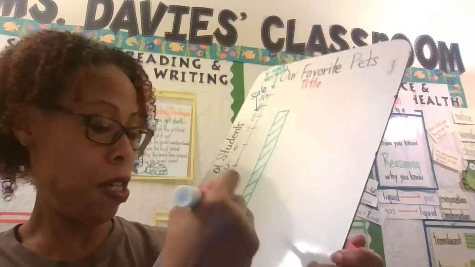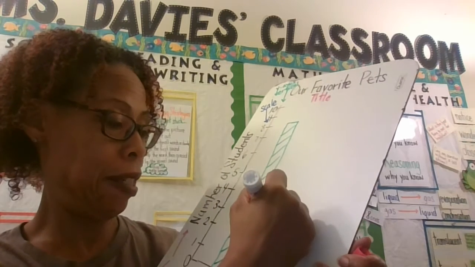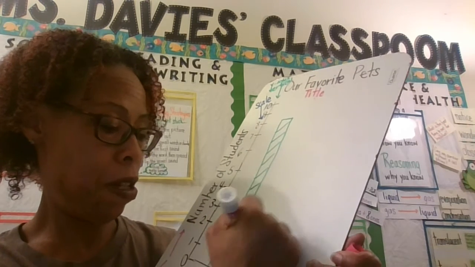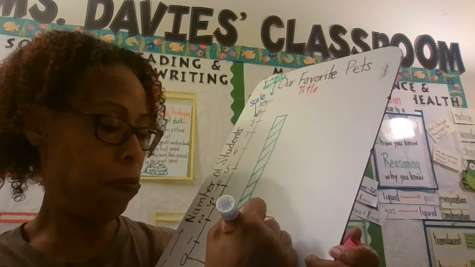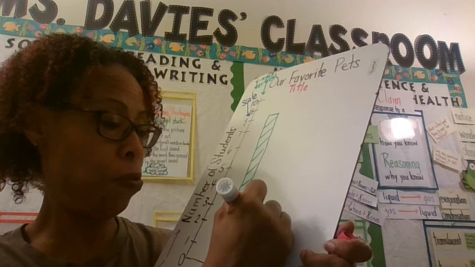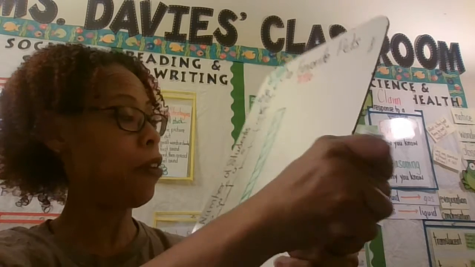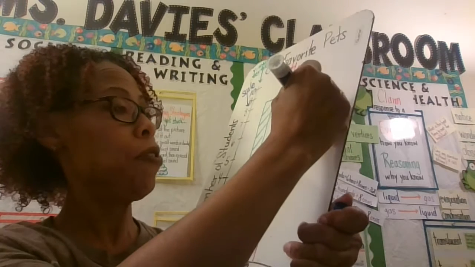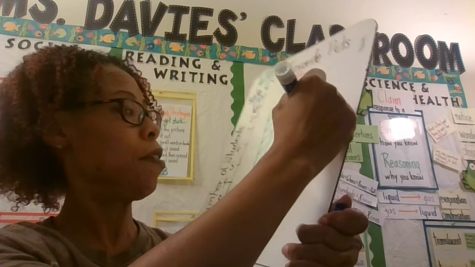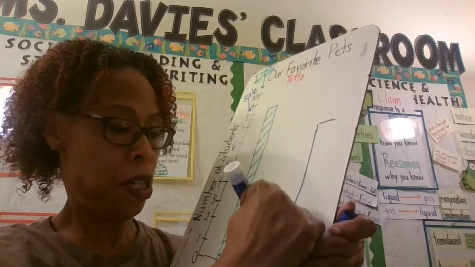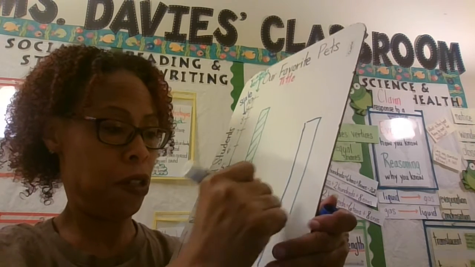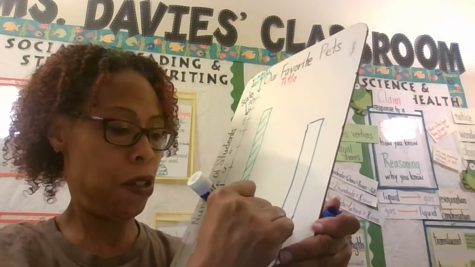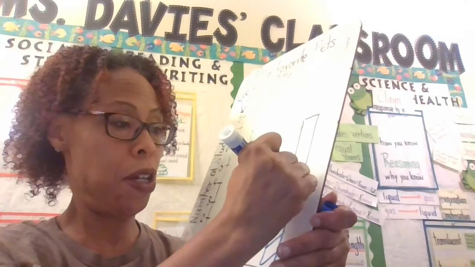Okay, turtles. So let's say, for instance, 3 people had a favorite pet that indicated that turtles were their favorite pets. And then finally, we have our fish. And quite a few of them, let's say 6 of them, liked fish. Oops. Okay. Go ahead and shade the bar in.